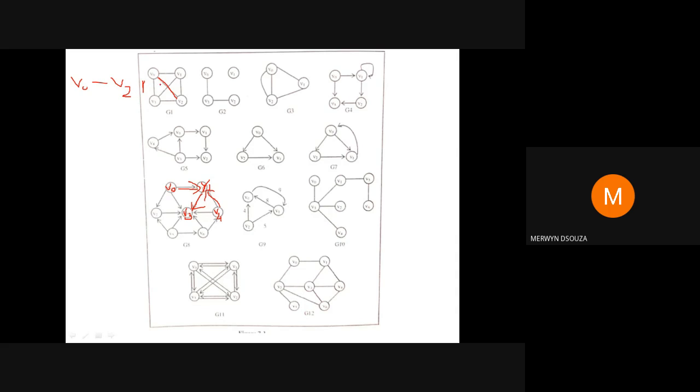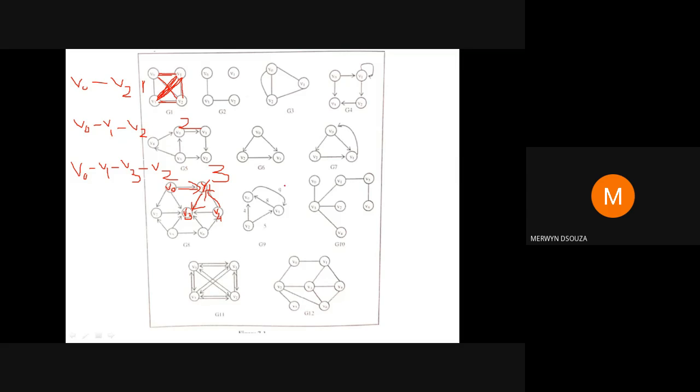The length of this path would have been 1, because only one edge is there. The second way, you would go from V0 to V1, and then to V2. The length of the path would be 2 because there are two edges. Or you could go from V0 to V1, then from V1 to V3, and then from V3 to V2. It does not matter where you go, as long as you reach V2 from V0. So the length of this would have been 3.